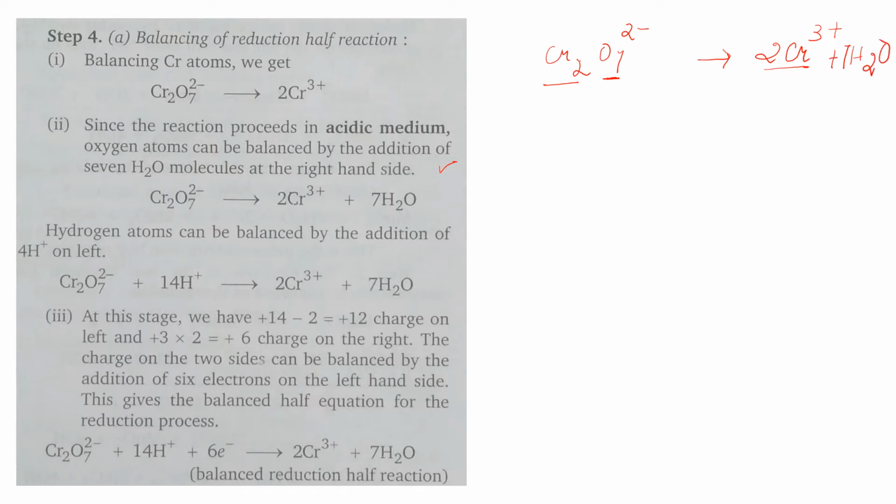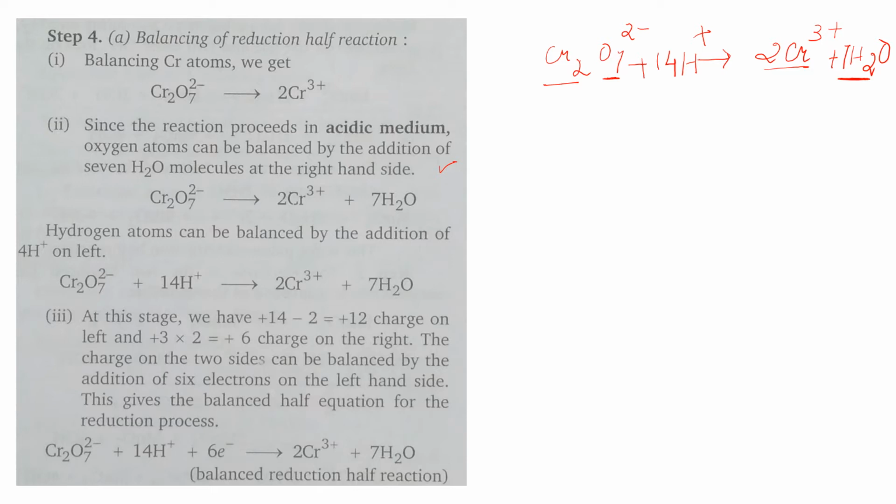Now as I have added 7 H2O in the right hand side, I have to add the similar number of H plus ions in the left hand side. So here I am having 14 hydrogen. So in the left hand side I will add 14 H plus. Okay, now my oxygen and hydrogen both are balanced.